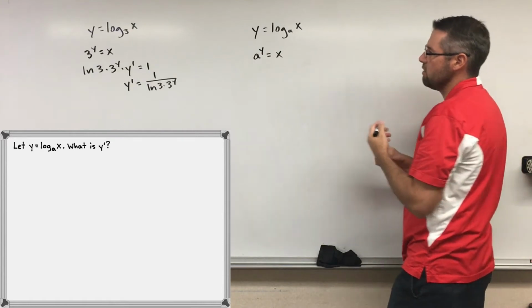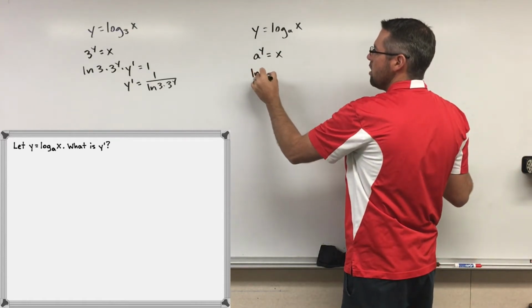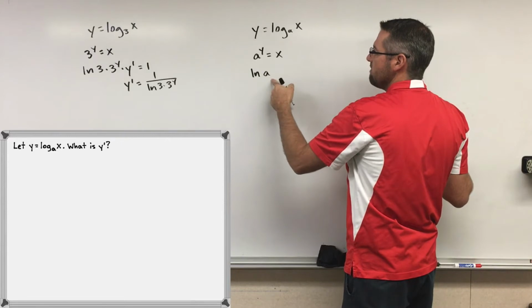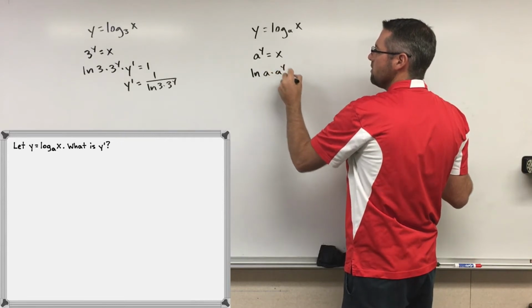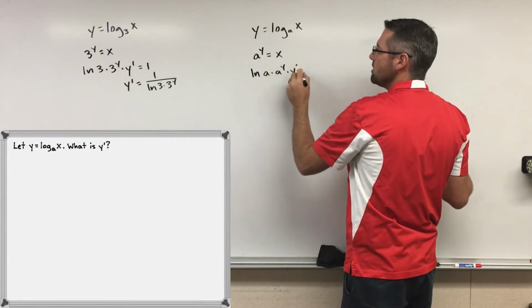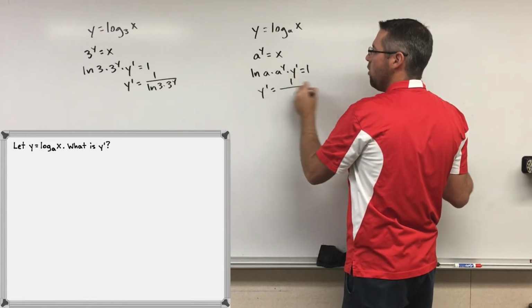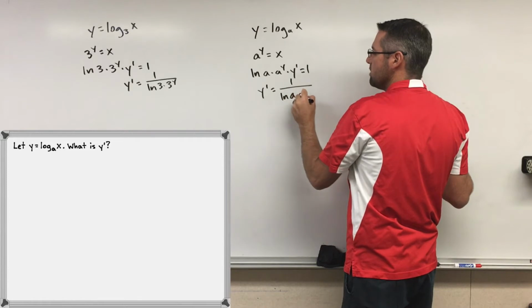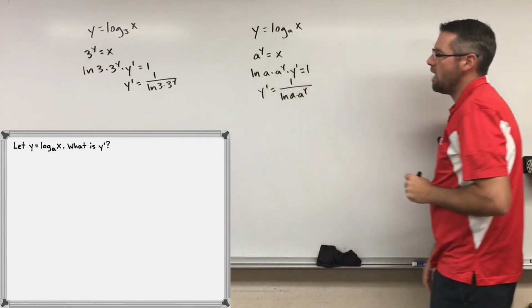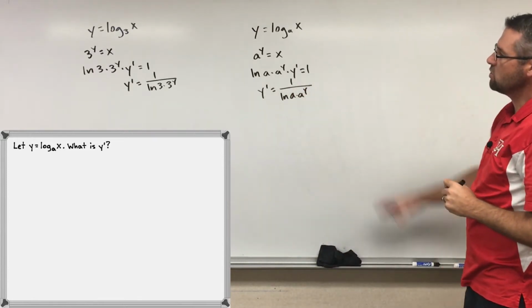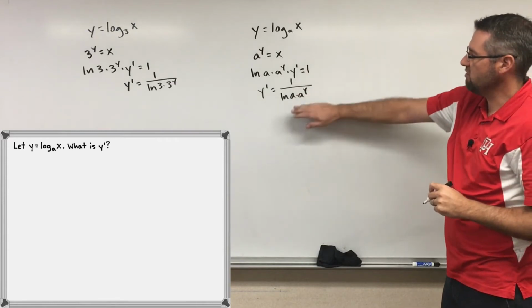We can do the same thing here. We could say that this is the natural log of the base, so natural log of a, times a to the y, times y prime, because we're using the chain rule, equals 1, and then y prime equals 1 over the natural log of a times a to the y. Okay? And so there we have the derivative of log.